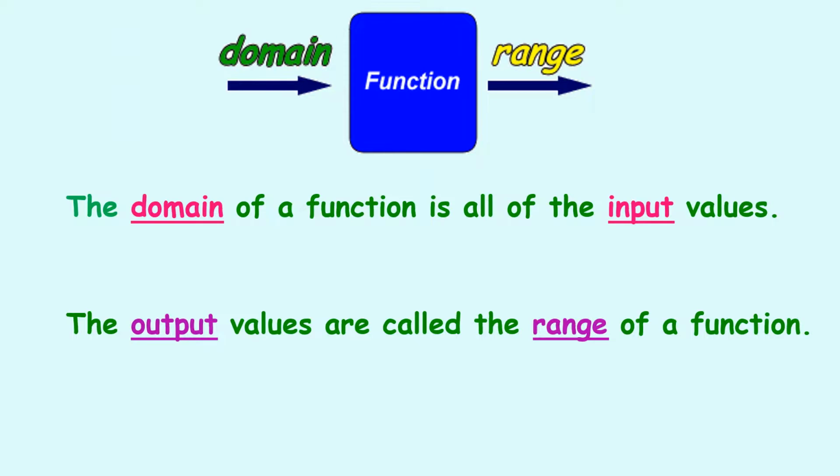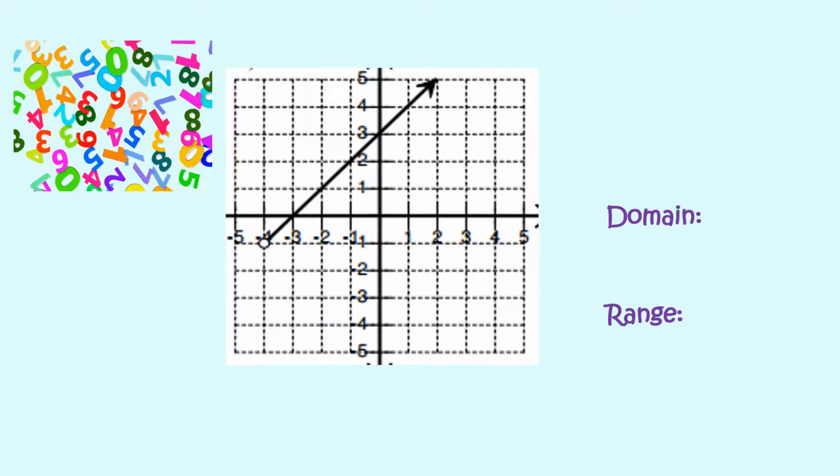Alright, the domain of a function is all of the input values, remember, or the x values. The output values are called the range of the function. So your y values are the range. So as we talk here about domain and range, and I will give you this notes page when you get into class on Monday. For your domain, you look at the x's.